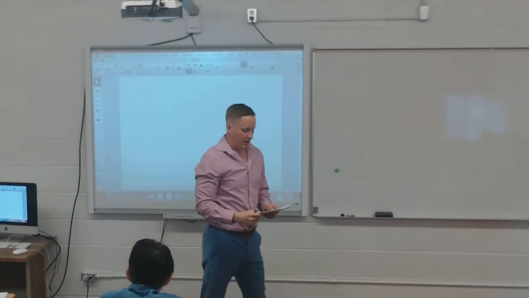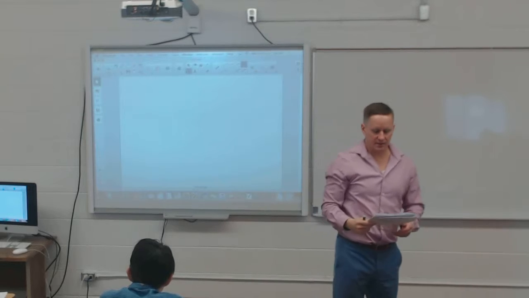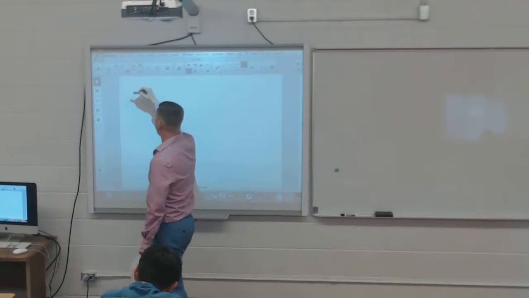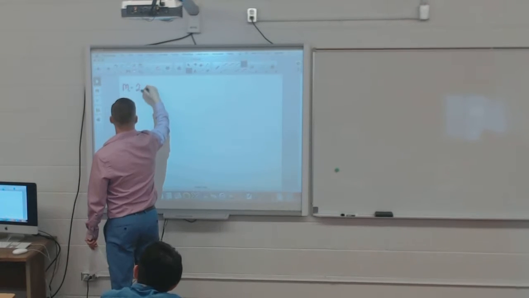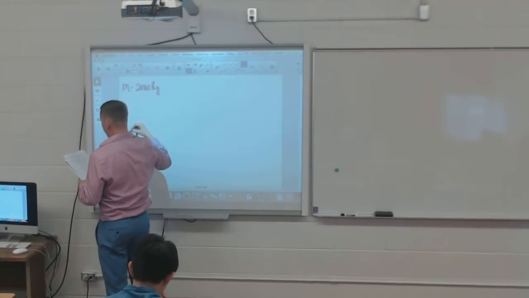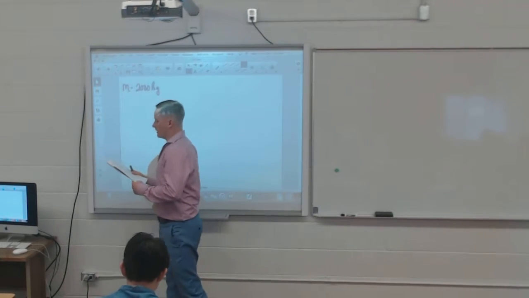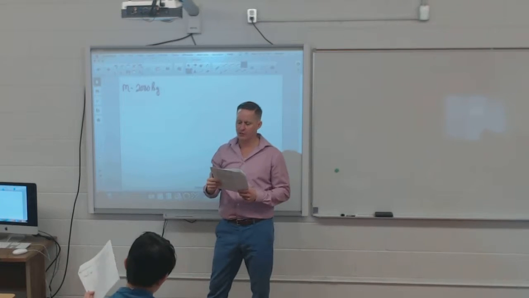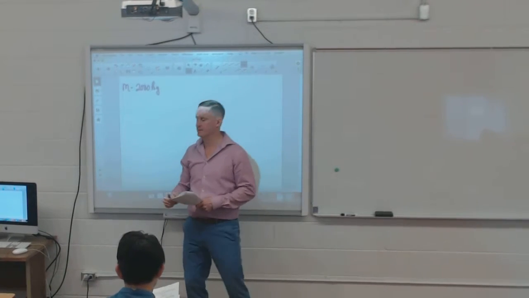So we're going to start looking at question 2 on page 164. The driver of a 2,000 kilogram car applies brakes on a dry concrete roadway. Calculate the force of friction between the tires and the road surface.